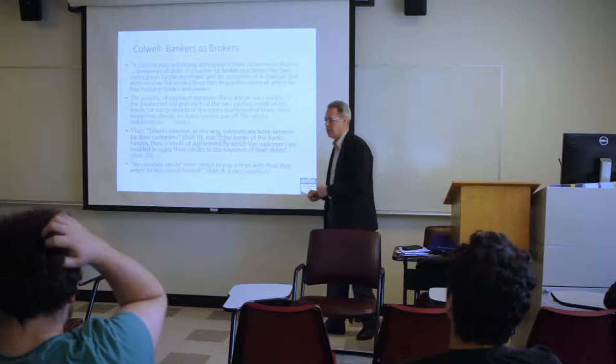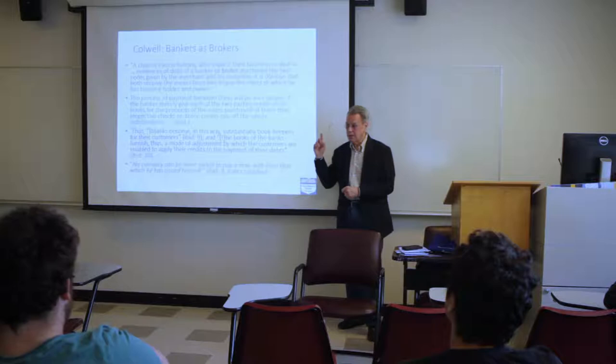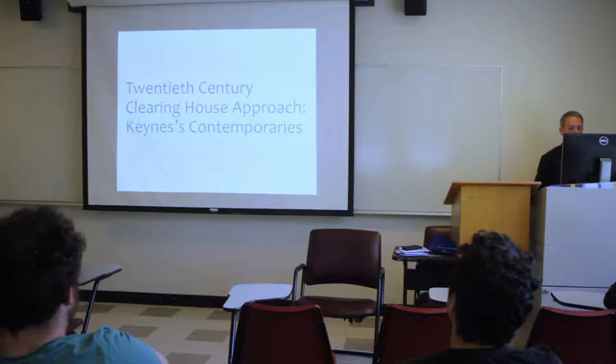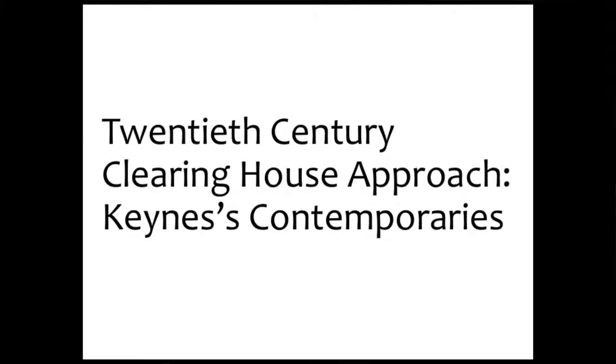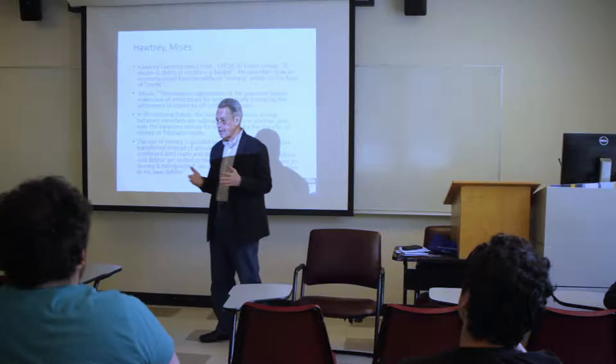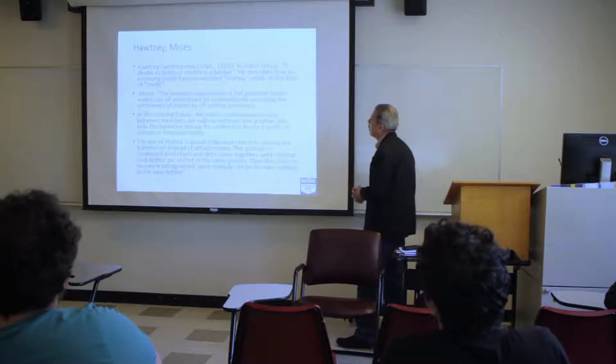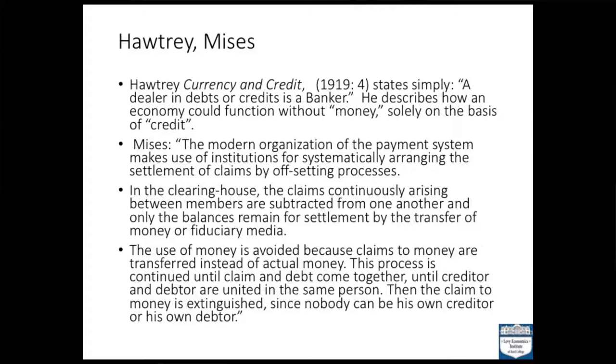Sound familiar? We're going to do Innes in a minute. Okay, Innes was a big copycat. Now, 20th century clearinghouse approach, Keynes and his contemporaries. Okay? This approach did not die. It persisted. Okay? Hawtrey, Currency and Credit. A dealer in debts or credits is a banker. He describes how an economy could function without money, solely on the basis of credit.